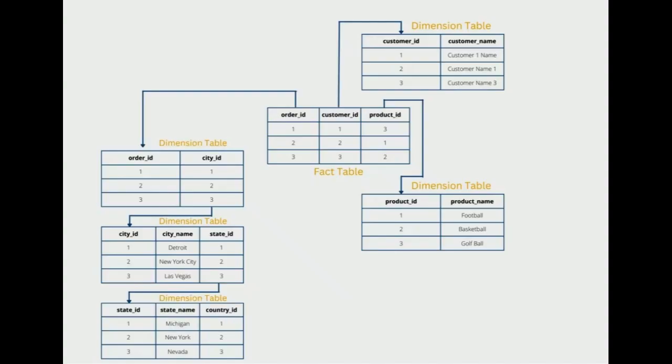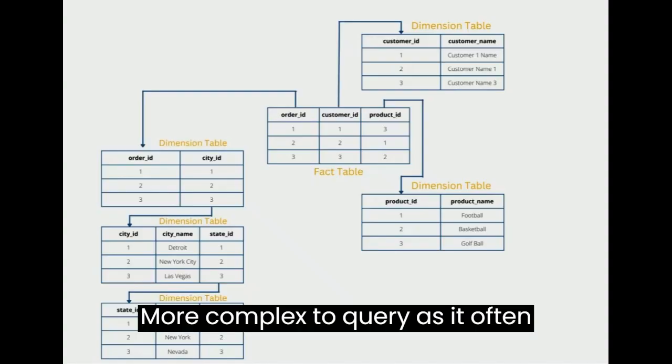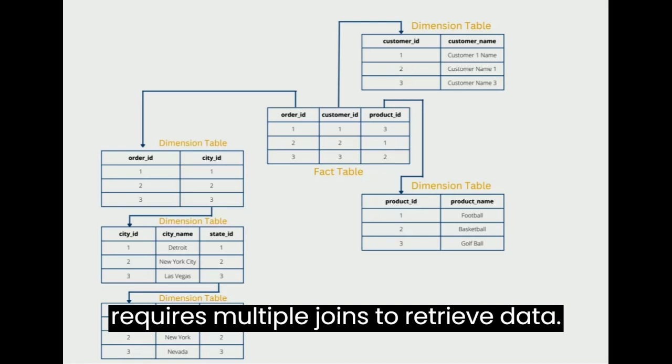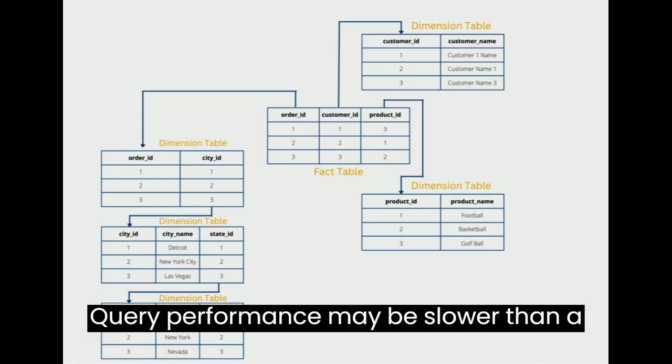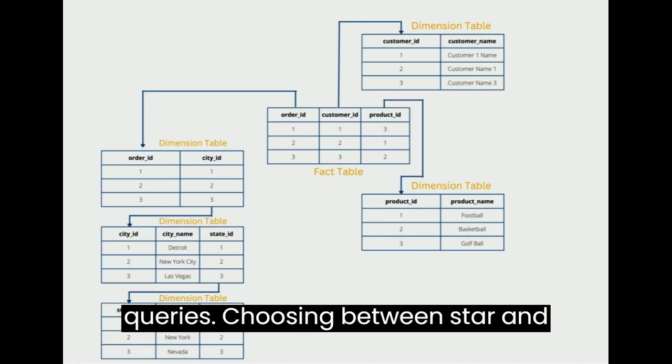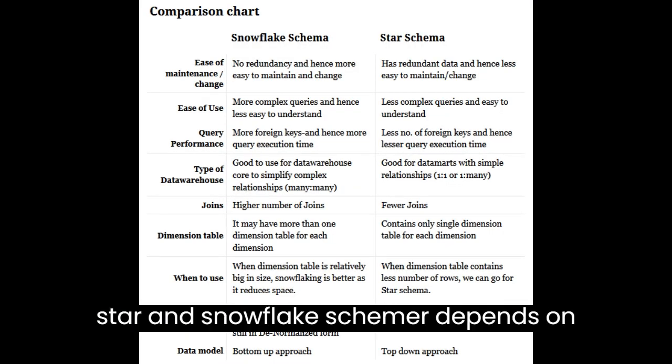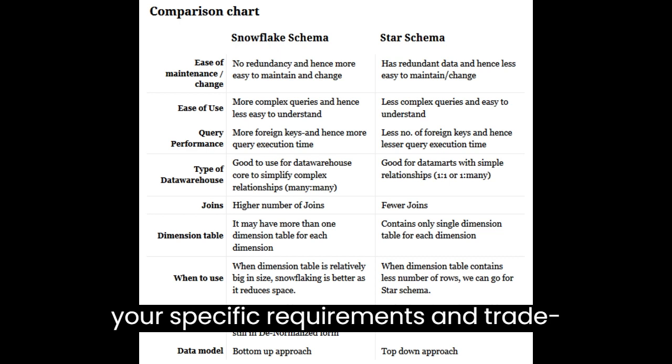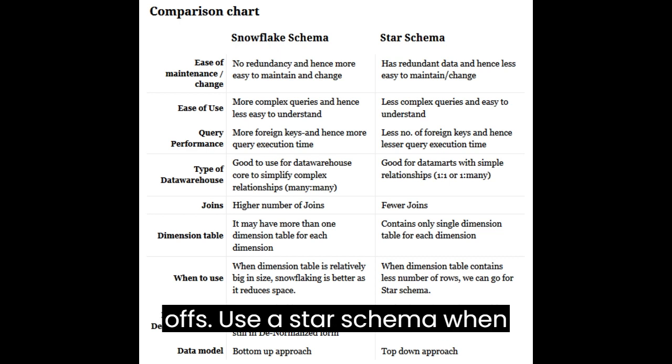Disadvantages: more complex to query, as it often requires multiple joins to retrieve data. Query performance may be slower than a star schema, especially for complex queries. Choosing between star and snowflake schema. The choice between star and snowflake schema depends on your specific requirements and trade-offs.